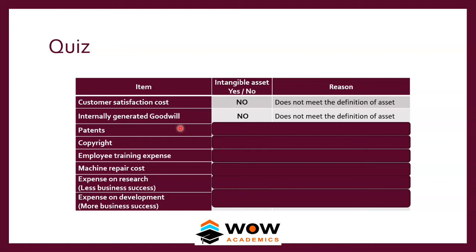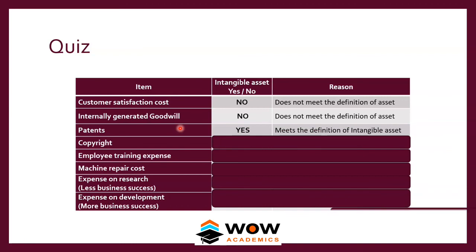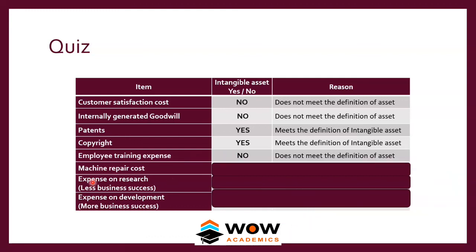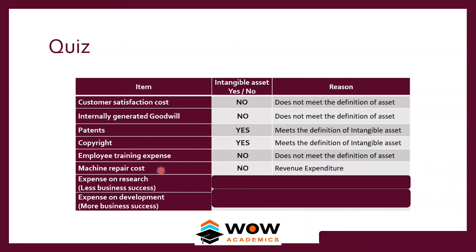Patent: if you have bought a patent or created a patent, yes, it meets the definition of an asset, and it's also intangible. Copyright, again yes, for the same reason. Employee training expense: no, because it does not meet the definition of an asset. An asset is a resource controlled by the entity. Employees cannot be controlled, they can leave the company at any time, so it is a no. Machine repair cost: an asset is a resource controlled by the entity from which future economic benefits are expected to accrue. Here there are no future economic benefits. The machine is repaired only for the current year, so no, it's a revenue expense.